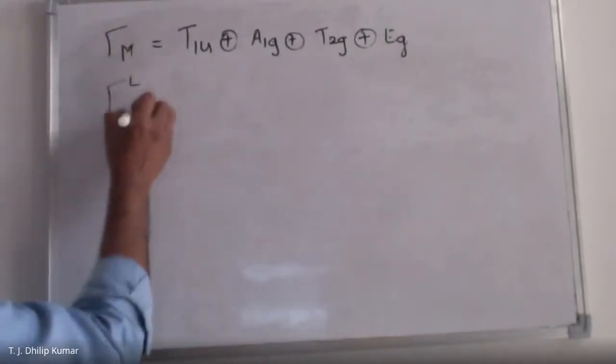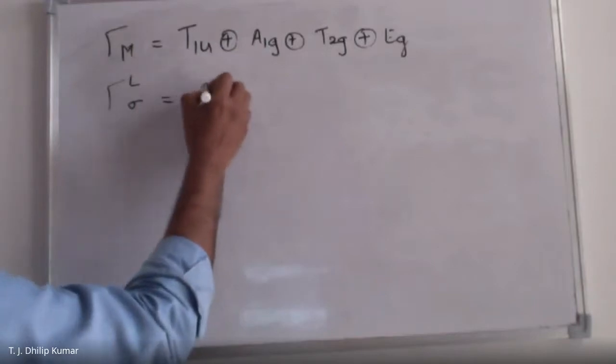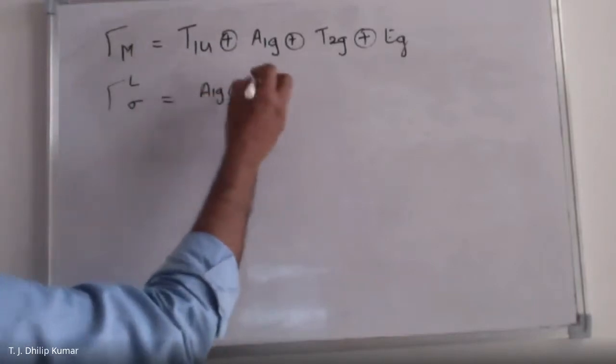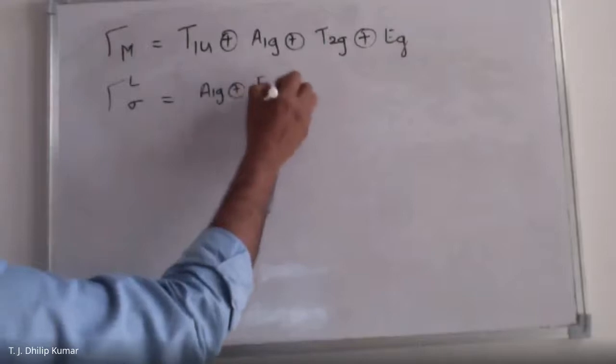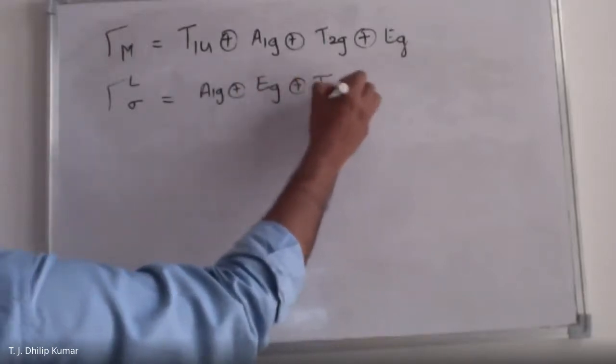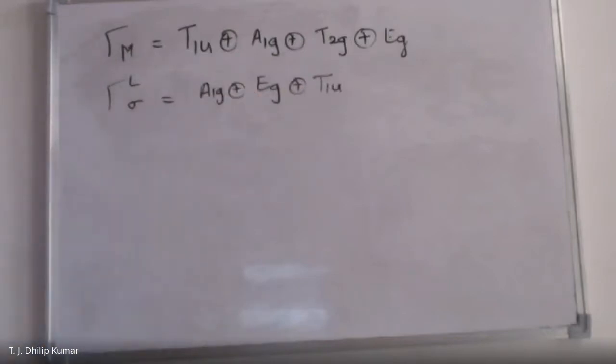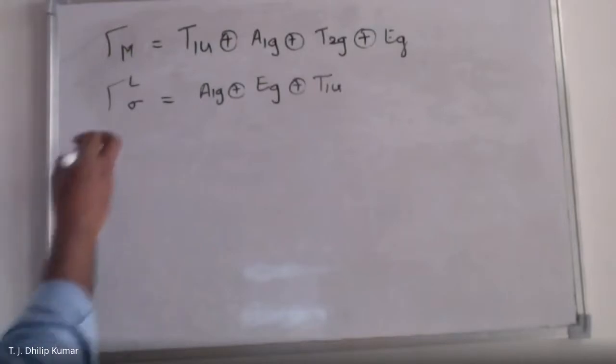So for the ligand I can say sigma orbitals: it was A1G plus EG plus T1U. And this is the composition of sigma orbitals of the ligands. Then how it overlaps, we were just talking about. The symmetry has to overlap, then only it will be a bonding.